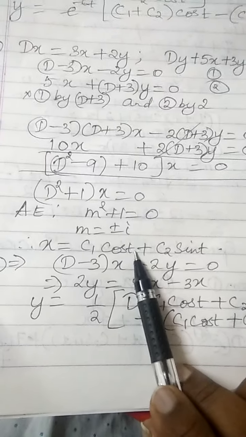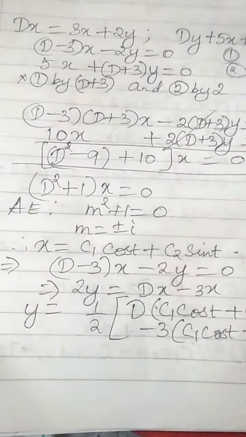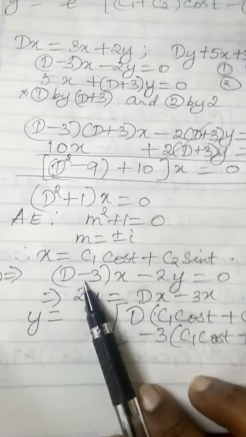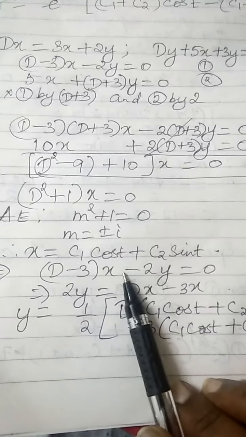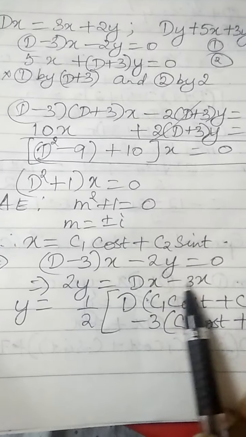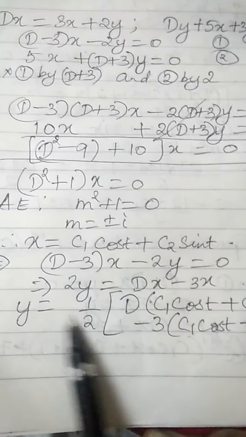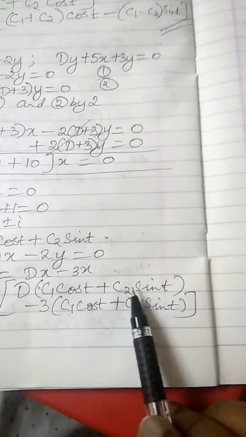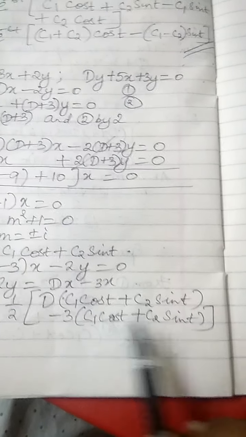Having got x, we should substitute the x value in one of the equations. That will give us y. So we are taking the first equation, (D minus 3) x minus 2y equal to 0. So 2y is equal to Dx minus 3x, removing the brackets. That is, y is equal to half into Dx minus 3x, where x is c1 cos t plus c2 sin t, 3 into (c1 cos t plus c2 sin t).